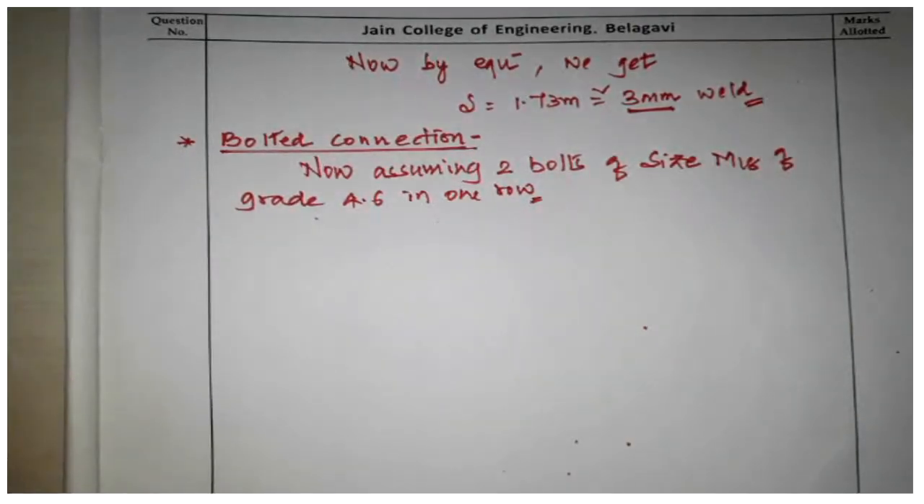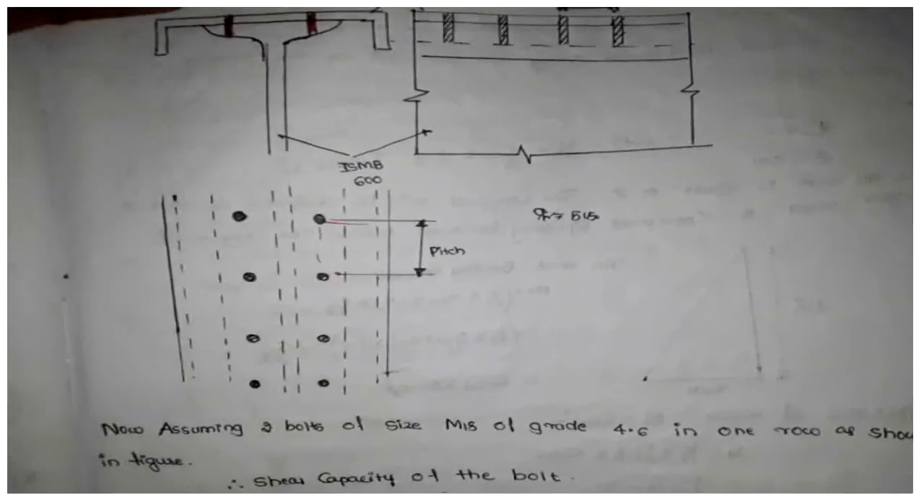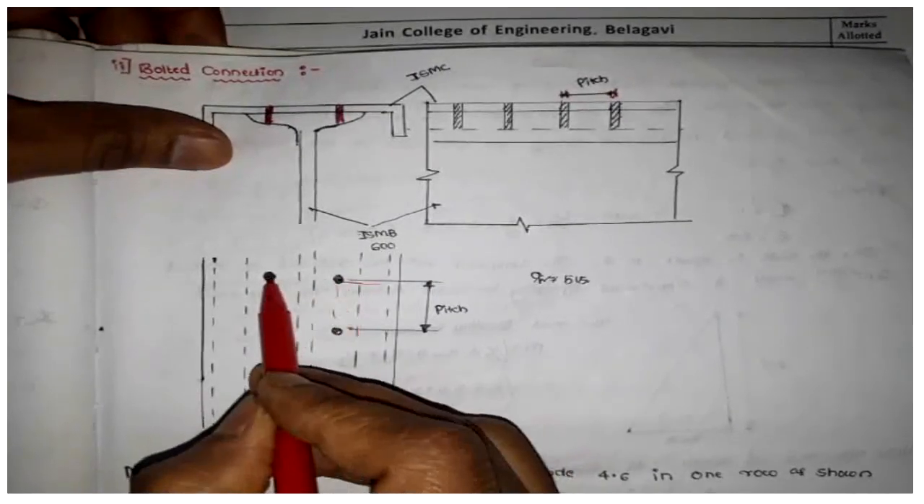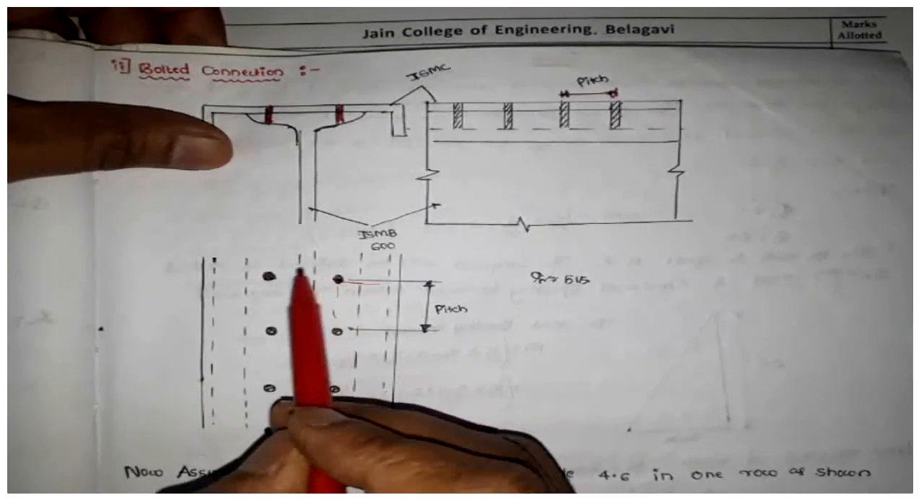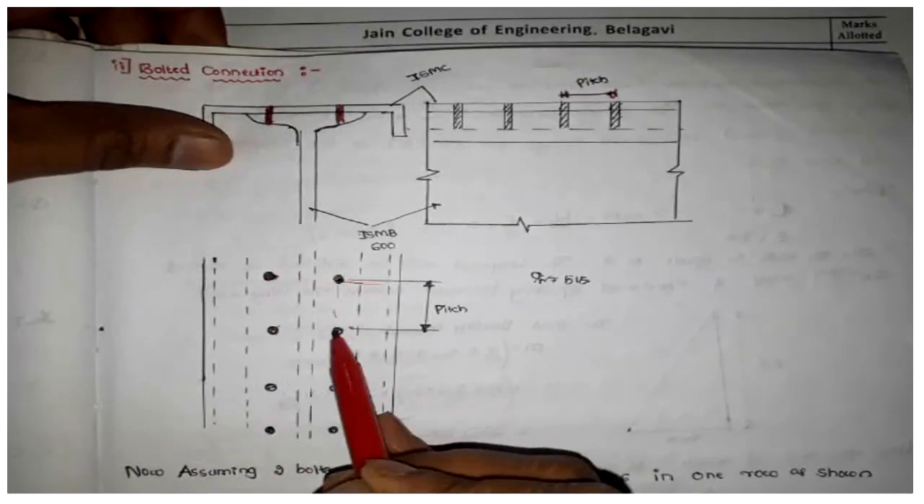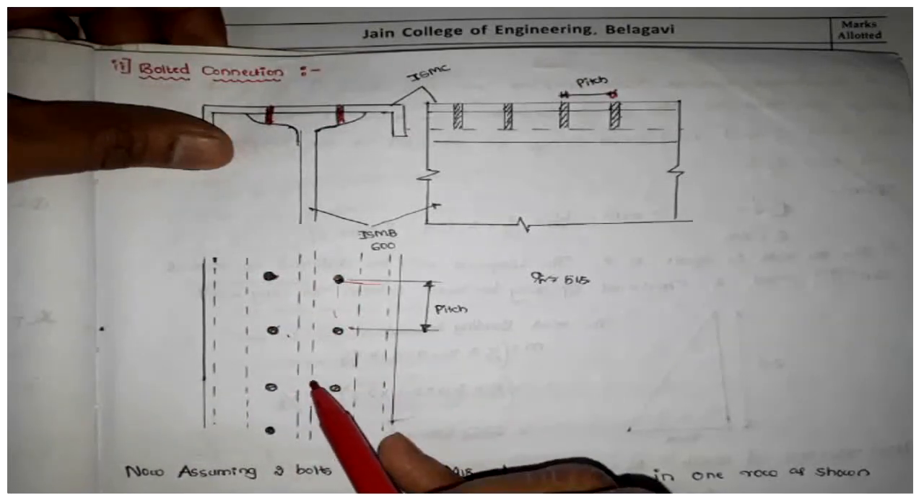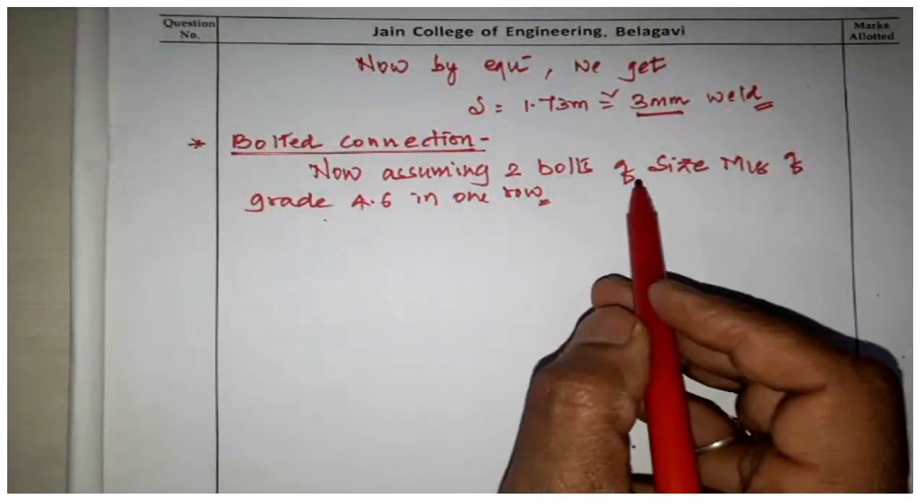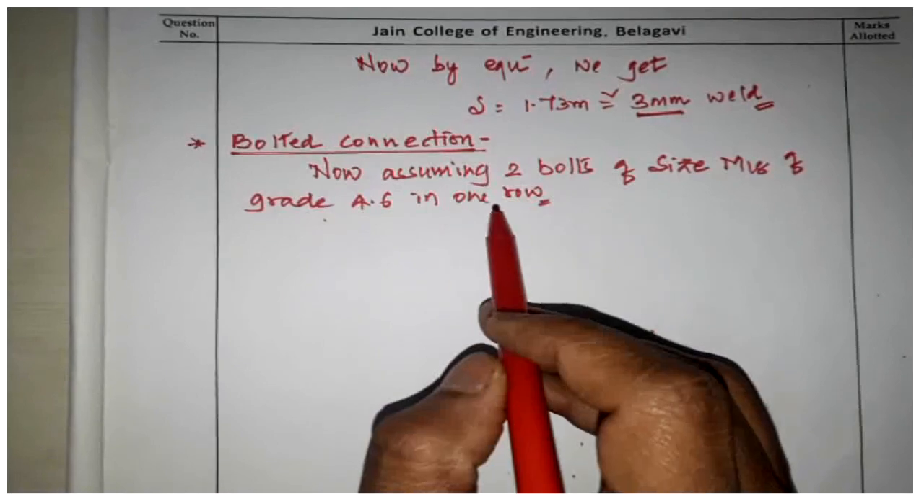So here, I'll show it once again. Yes, here, one row of bolts. In one row we are going to provide 2 bolts, not more than that. 2 bolts in one row. Next row again 2 bolts. Next row again 2 bolts, like this. So that's why it is given as in the figure. Now assuming 2 bolts of size M18 of grade 4.6 in 2 rows.